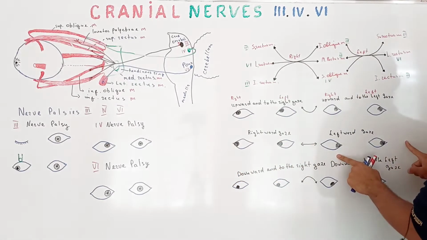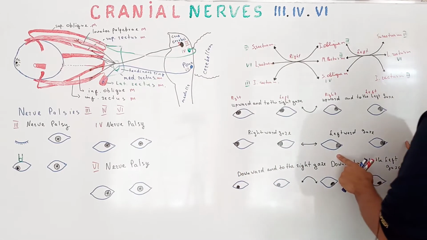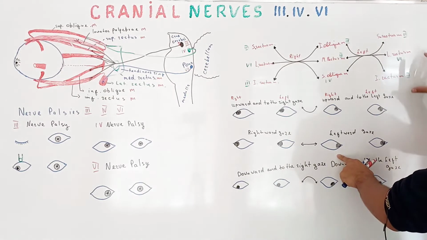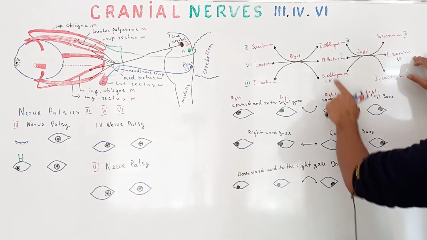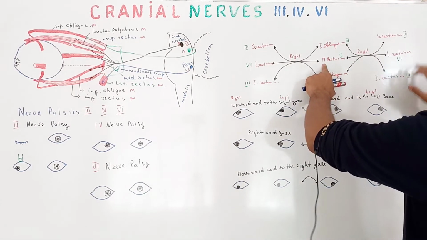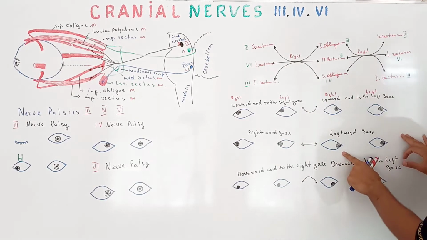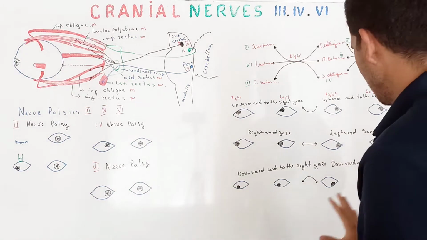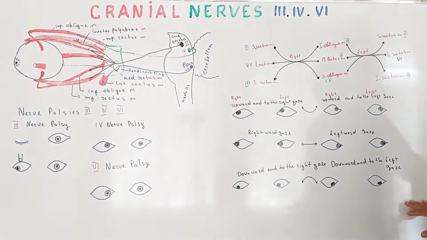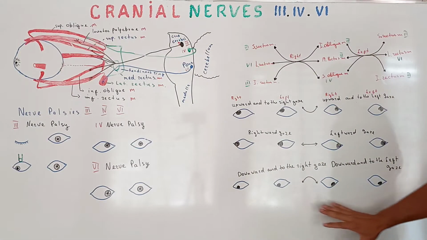Our next gaze is leftward gaze, you can find there the action of the lateral rectus muscle and medial rectus muscle in the left and the right eyes respectively. Our last two gazes are drawn there.